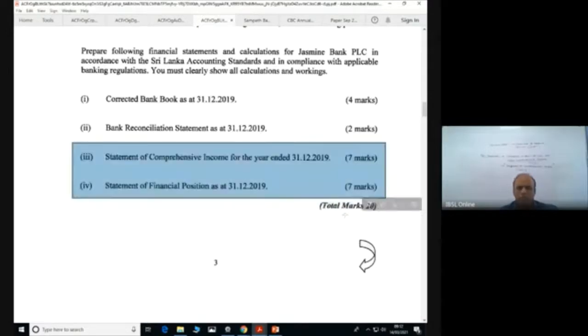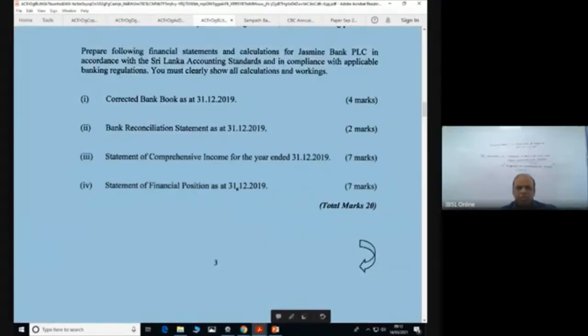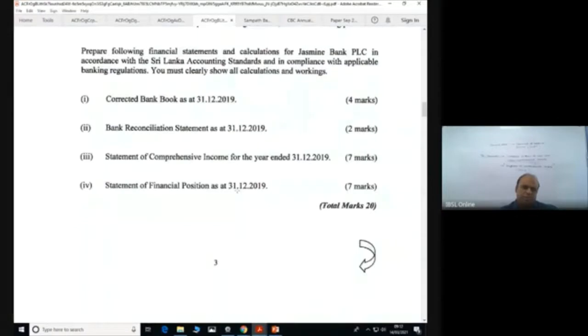You see, 14 marks are given for the statement of comprehensive income and the statement of financial position. What is important to note here is that the statement of changes in equity has not been asked. So you should not go and do something which is not asked, because candidates will do certain things by practice. They are used to preparing the comprehensive income, financial position, and the statement of changes in equity. So don't do it. You always read the question properly. That is very important.